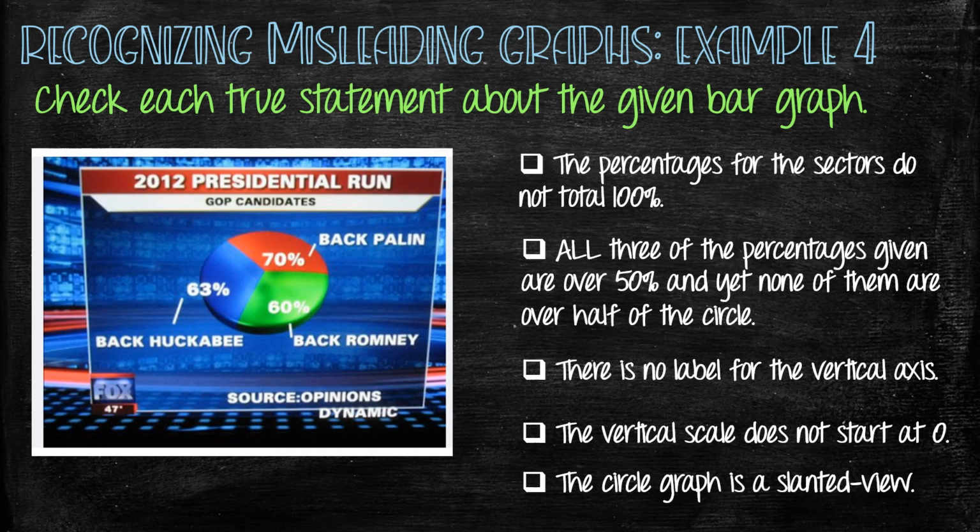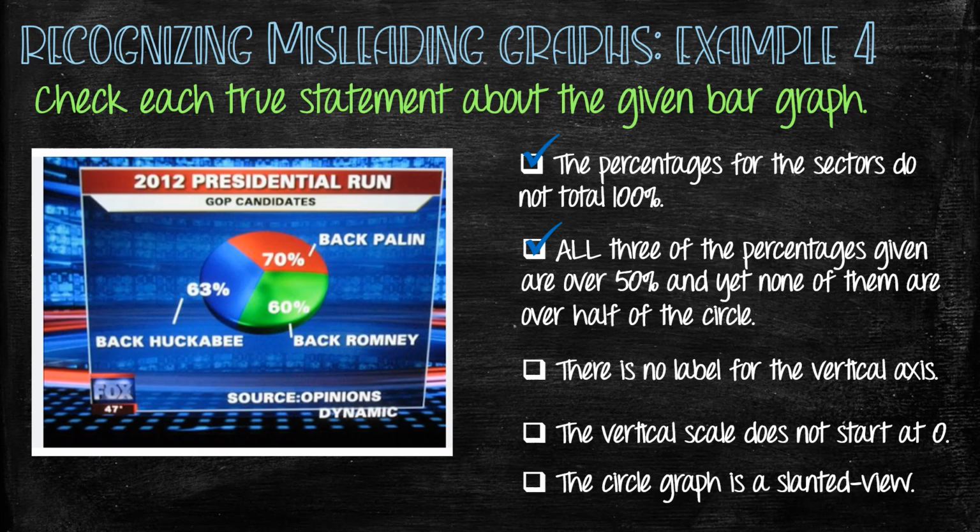Example 4, check each true statement about the given bar graph. The percentages for the sectors do not total 100. Yes, they don't. Way over: 70%, 60%, 63%. All 3 of the percentages given are over 50%. Yeah, yet none of them are over half of the circle.